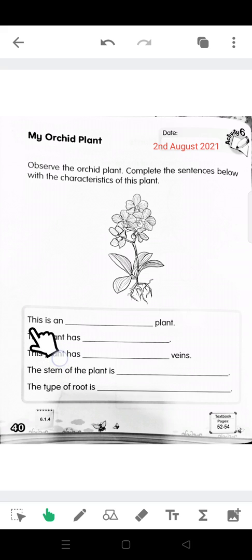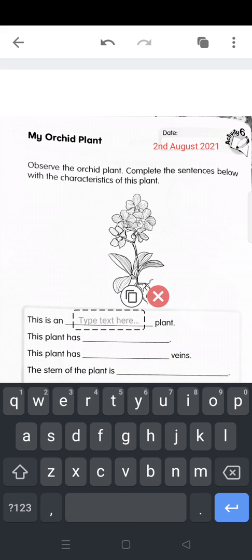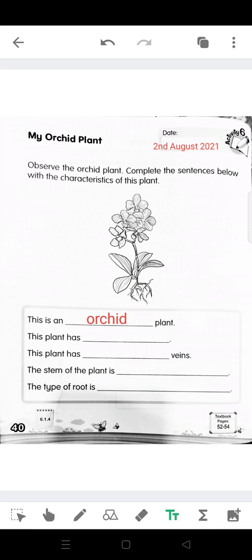Let's look at the first sentence. This is an orchid plant. How to spell orchid? O-R-C-H-I-D. Orchid. Okay, let's move on to the second sentence.